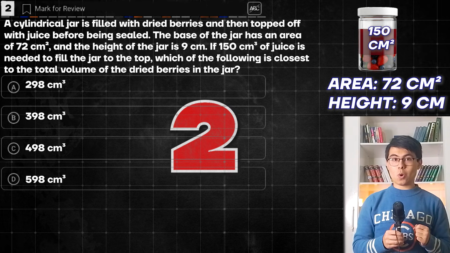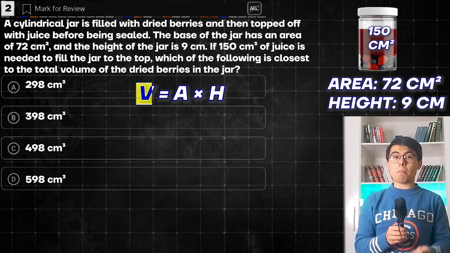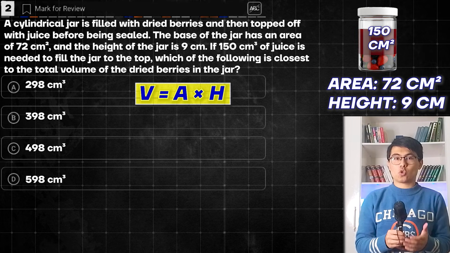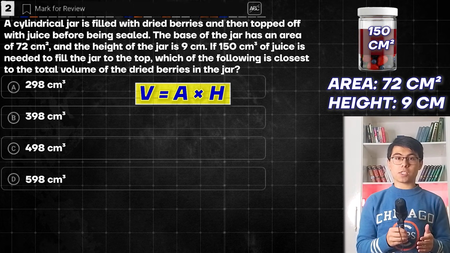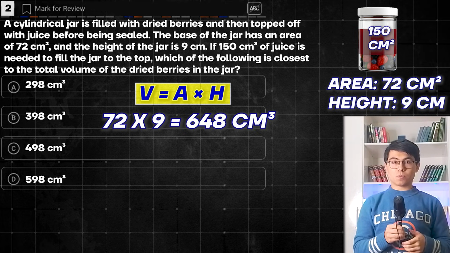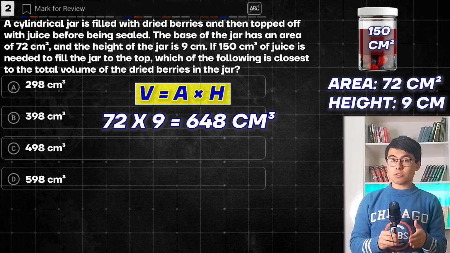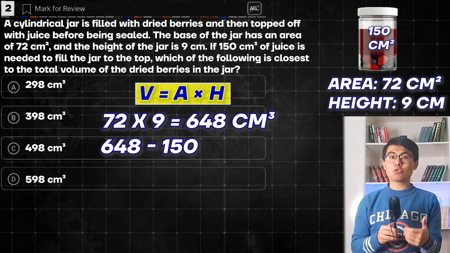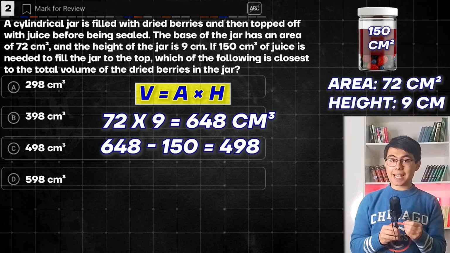3, 2, 1. Total volume of a cylinder is base area multiplied by height, and that's super simple. So total jar volume is 72 multiplied by 9. That's 648 cubic centimeters. To get the berries' volume, just subtract the juice. 648 minus 150, which gives 498 cubic centimeters. That's your answer.